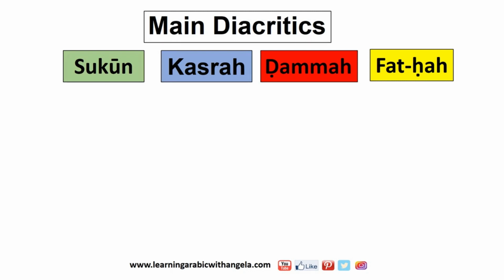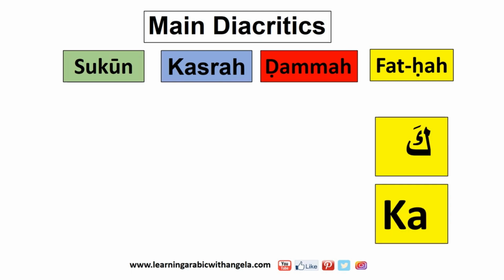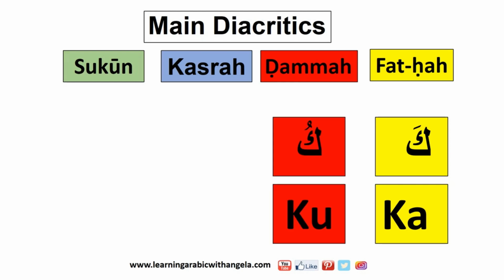Harakat or short vowel marks in Arabic literally means motions. The fatha is a small diagonal line placed above the letter and represents a short ah sound such as ka. The dhamma is a small curl-like diacritic placed above the letter and represents a short u sound such as ku.